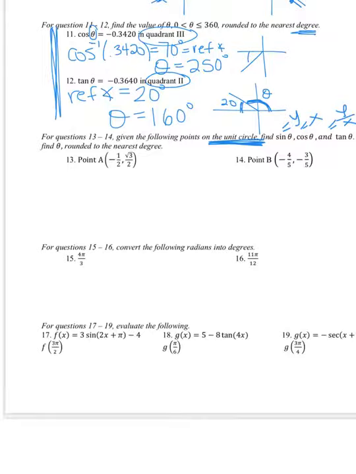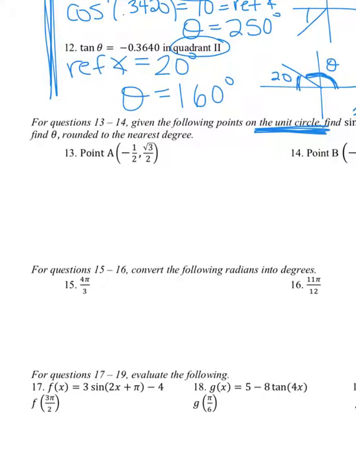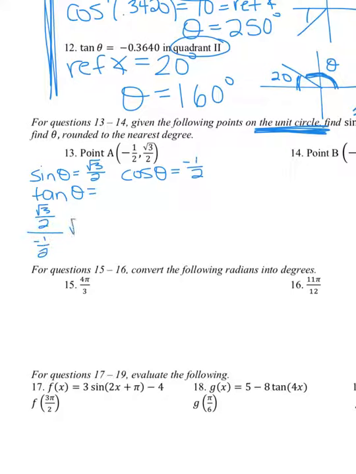So for number 13, the sine of theta is equal to the square root of 3 over 2. The cosine of theta is equal to negative 1 over 2. And then the tangent of theta, I have a little bit more work for. I have the square root of 3 over 2 divided by negative 1 over 2. Keep, change, flip.